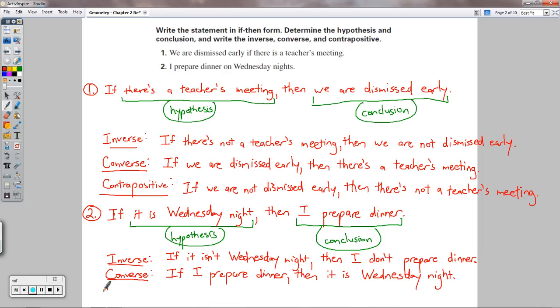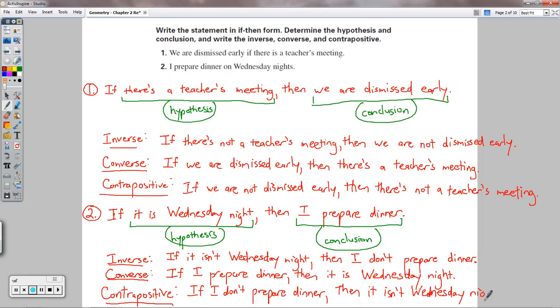And then finally the contrapositive, that's the most fancy or complicated sounding word, and it involves the most things to do. We are going to switch and negate. We are going to say if I don't prepare dinner, then it isn't Wednesday night. And that'll do it for 1 and 2.